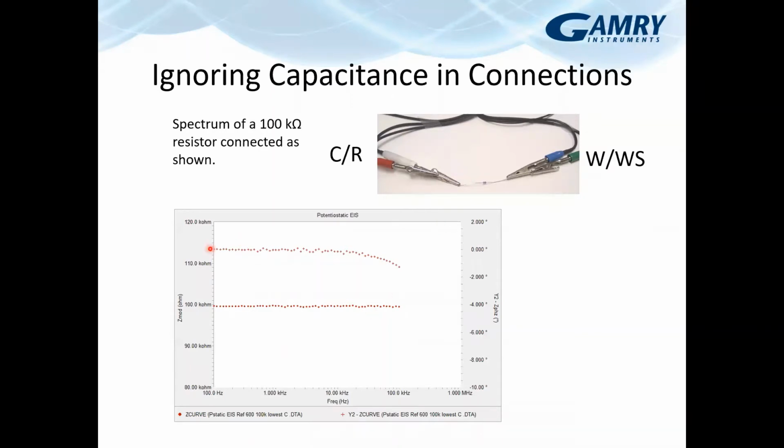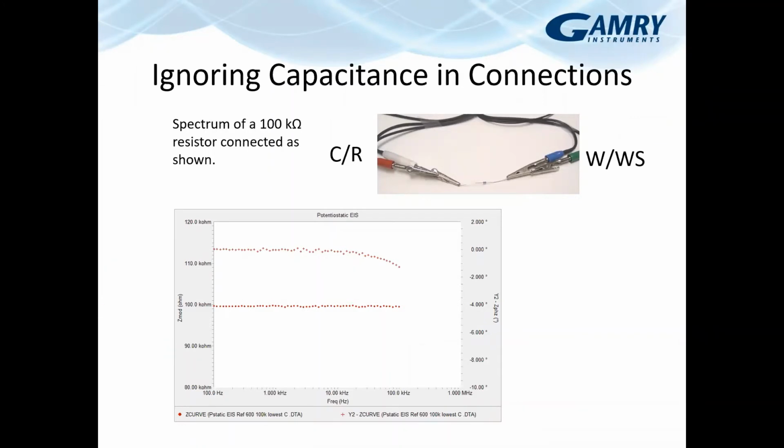So we're pretty good on both: we're right at the 100 kiloohms, and our phase is at 0 where it should be. We start to see a little bit of deflection as we get to higher frequencies, which you're always going to see. 100 kiloohms you cannot measure to a megahertz with any system.